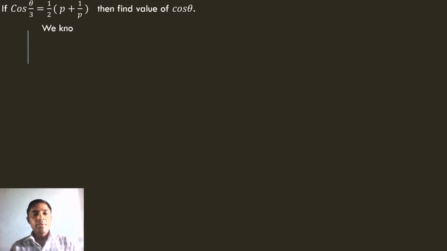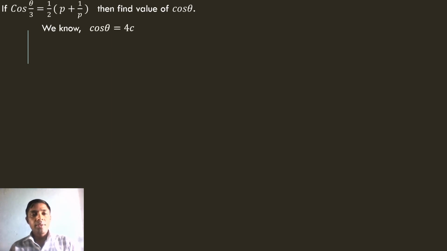Here is how to solve a problem by using the same multiple angles algorithm. Now we'll go through this problem. Here is what is given: if cos theta by 3 equals 1 by 2 times p plus 1 by p, then we have to find out the cos theta value.